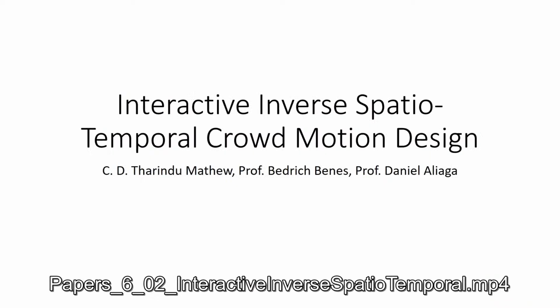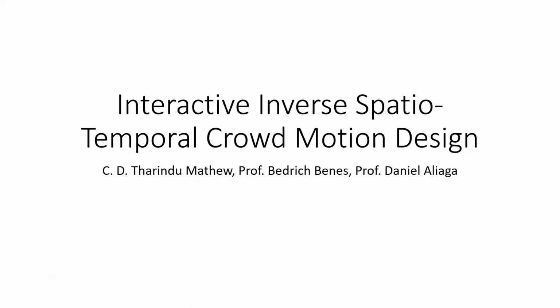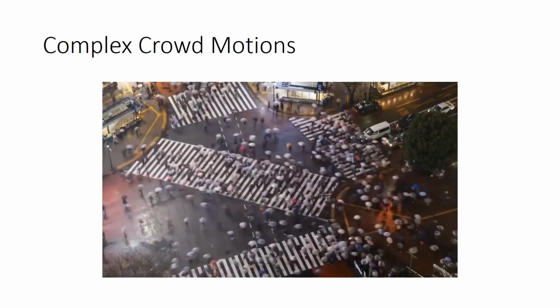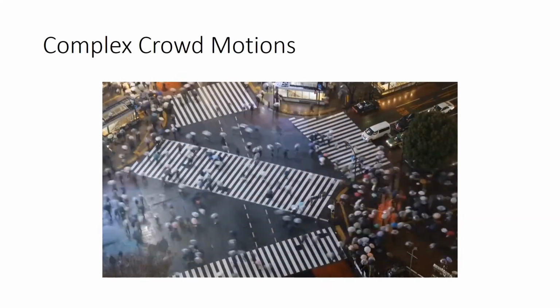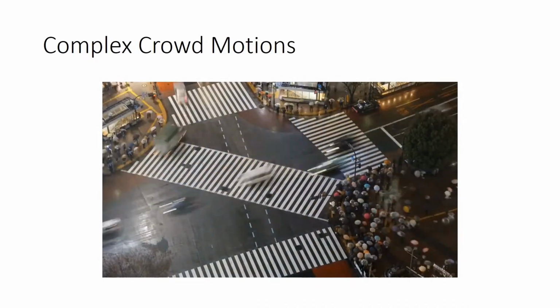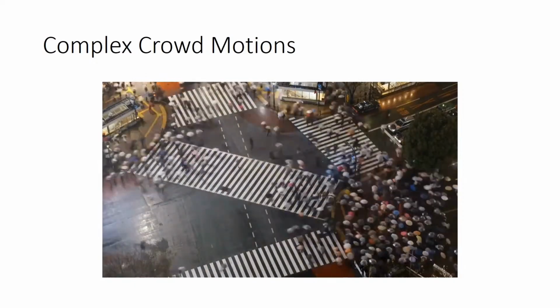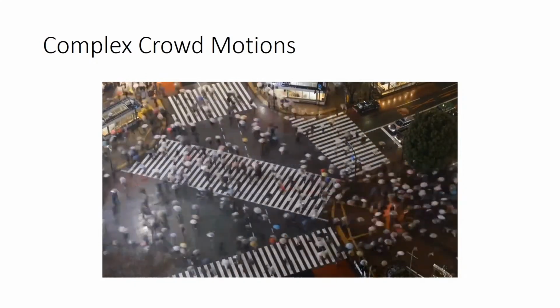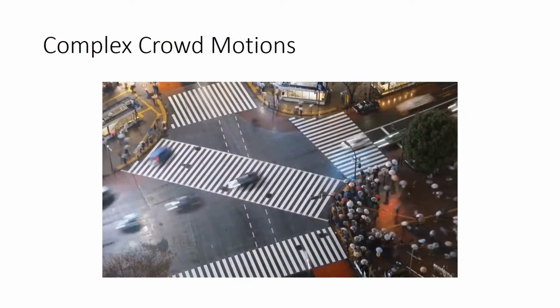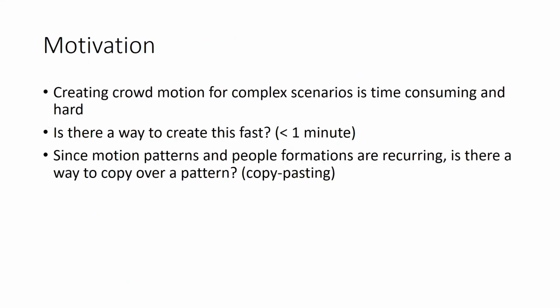Hi, my name is Tarinder Matthew, and I'm going to present our work on inverse spatiotemporal crowd motion design. Crowd motion can get pretty complex. In this scene, we can see hundreds of people moving in at least 8 different directions at a given time. So our question comes as to how we can easily represent and author something like this.